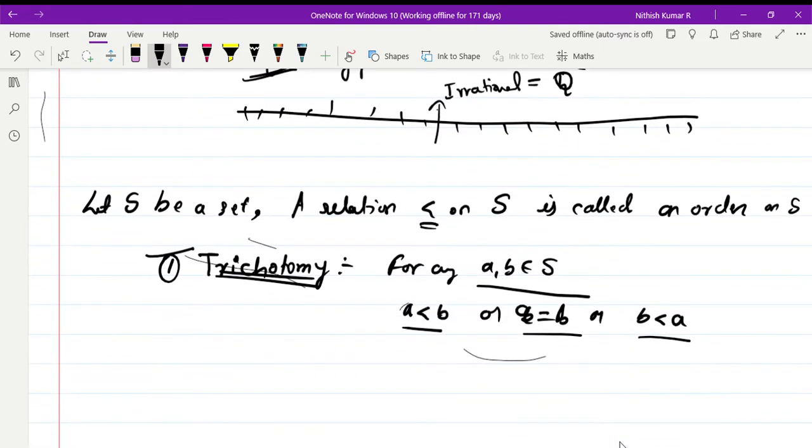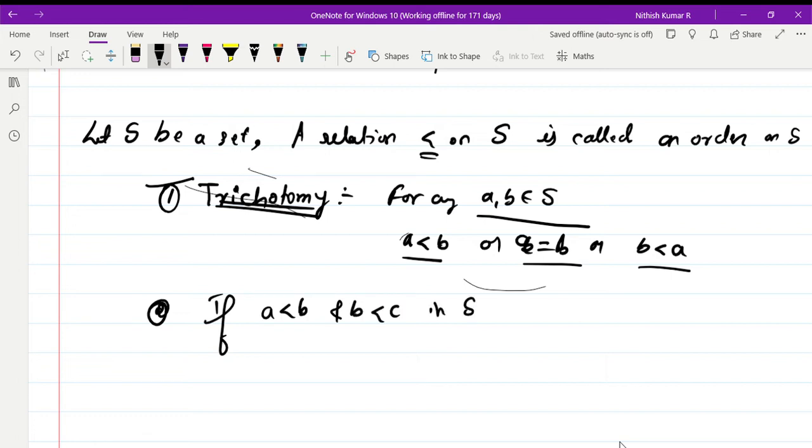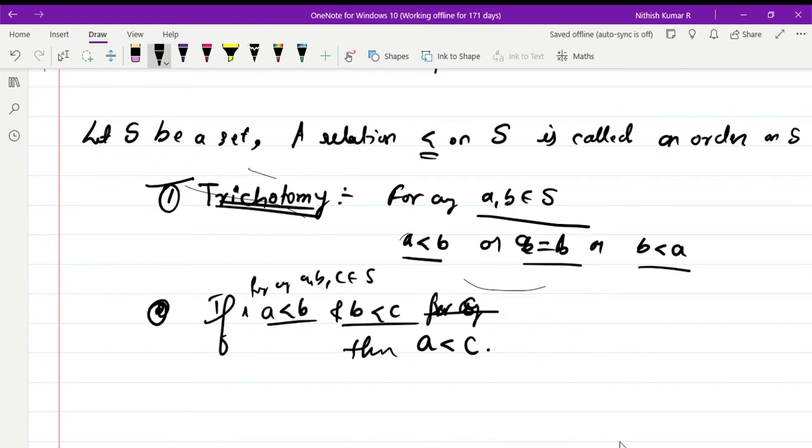The condition 2 says for any a, b, c belongs to S, if a is less than b and b is less than c, then a is less than c. We call this condition transitivity.